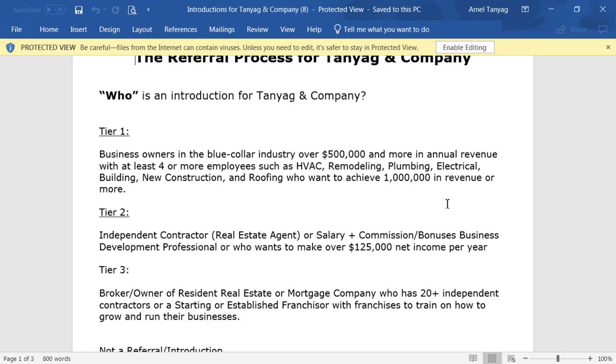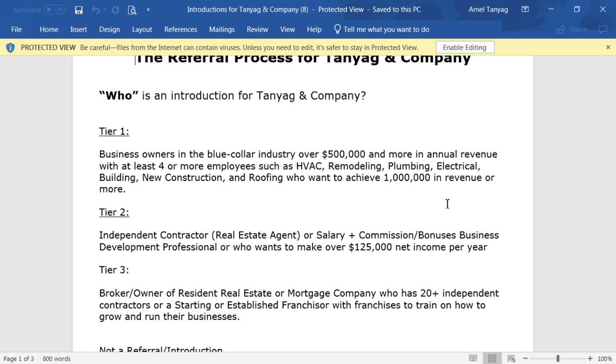I have several tradespeople who do really well, and they've been with me for a long time. Tier 2 is what we call the independent contractor. It could be a real estate agent. It could be a salary plus commission bonus business development professional. Like I had a person who was a business development person for Serpro. I'm working with somebody who sells commercial fleets. So there are people who do purely business development. I do work with real estate agents and real estate brokers. Sometimes I get some financial advisors, but not really that many.